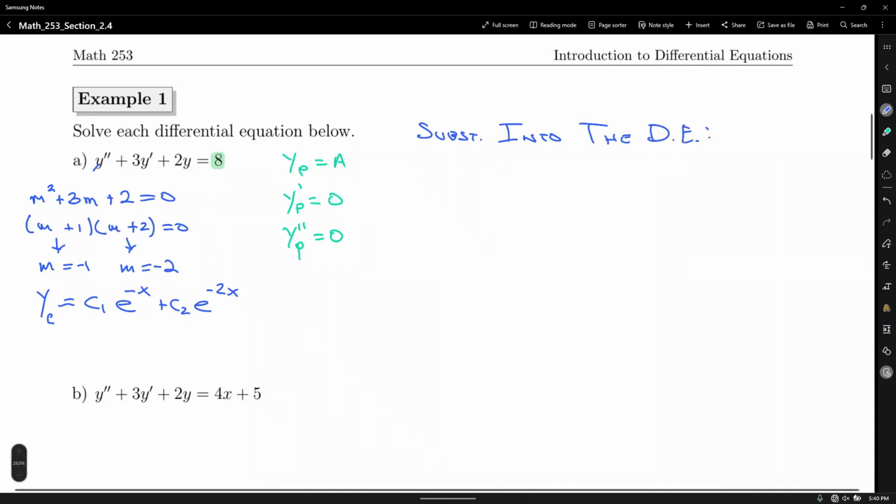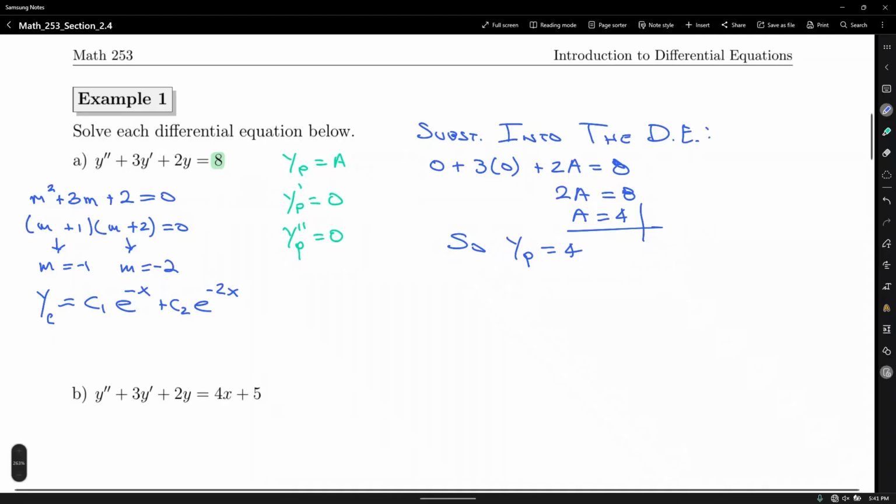Well, what's y double prime? Isn't that 0, plus 3 times the first derivative, that's also 0, plus 2 times y, which in this case is a. Let that be equal to 8. Of course, the first two terms are going to go to 0. That's going to leave us with simply 2a equals 8, which tells us a equals 4. So this means y sub p equals 4. And we're essentially done with the problem.